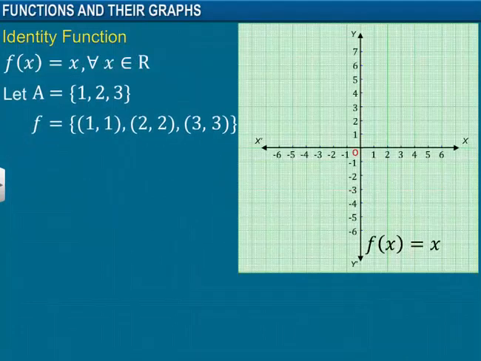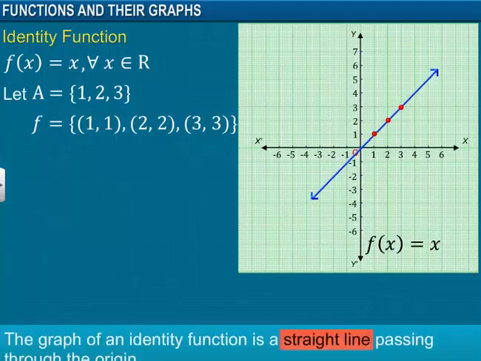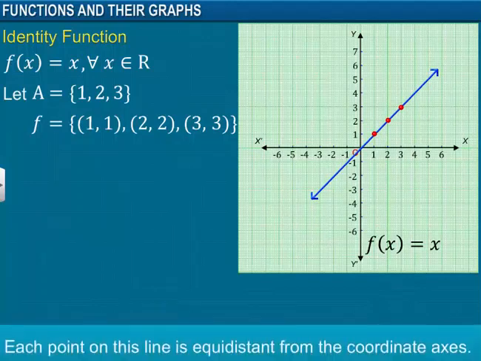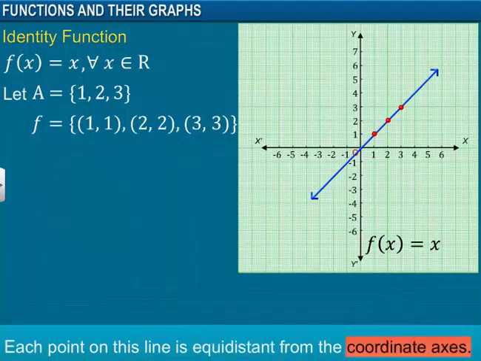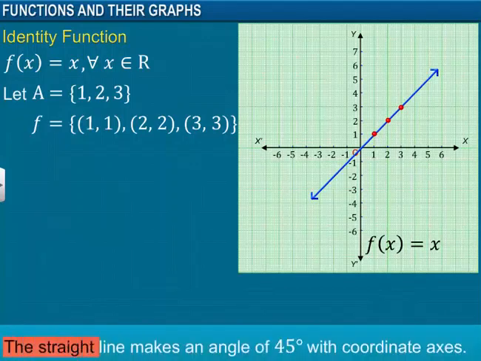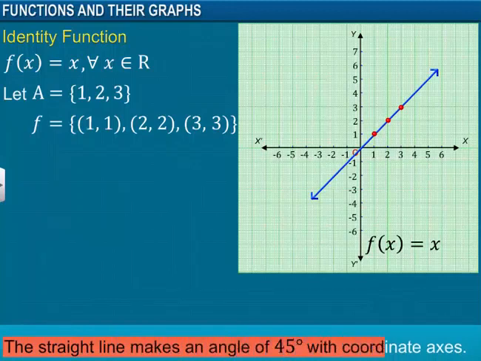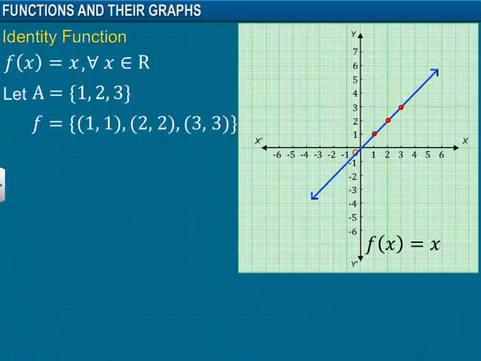Since for this, both the entries or the elements in the ordered pairs (1, 1), (2, 2) and (3, 3) are the same, the graph for this function will be a straight line passing through the origin. Each point on this line is at equal distance from the coordinate axes. This straight line makes an angle of 45 degrees with the coordinate axes. Thus, the graph of a real function f from R to R, defined by f of x is equal to x for all x belonging to R, is as shown.